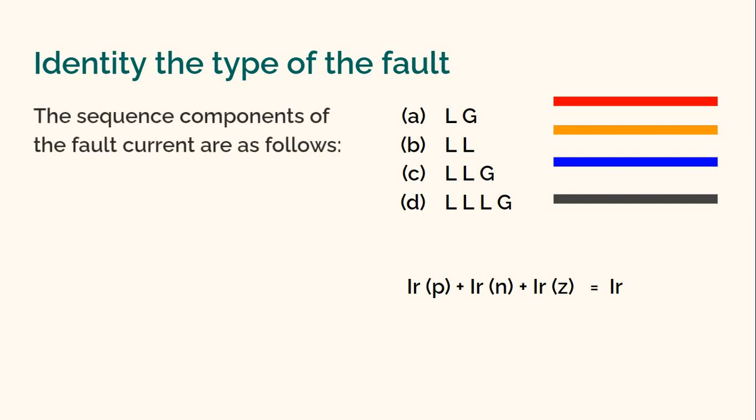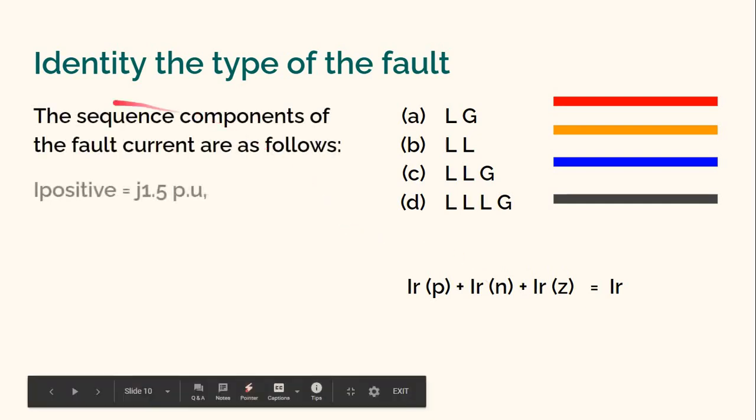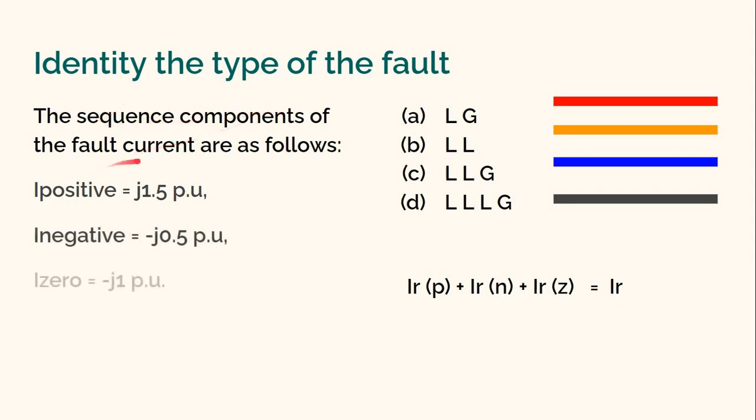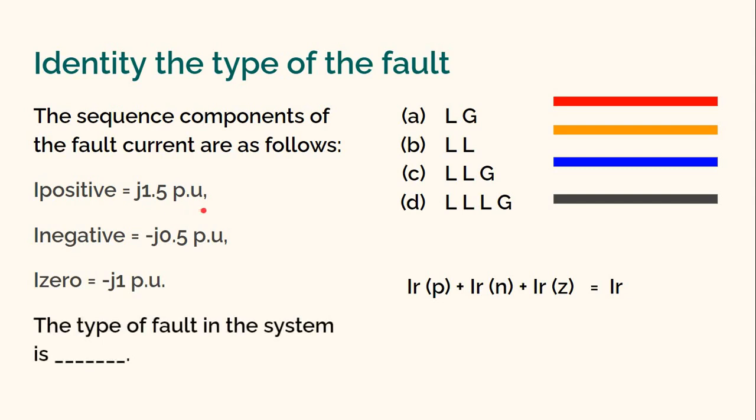Let us solve one GATE question in this regard. Here the question is, identify the type of fault. The sequence components of the fault currents are given as follows. I positive is j1.5 per unit. I negative is minus j0.5. I zero is minus j1 per unit. The type of the fault in the system is dash.